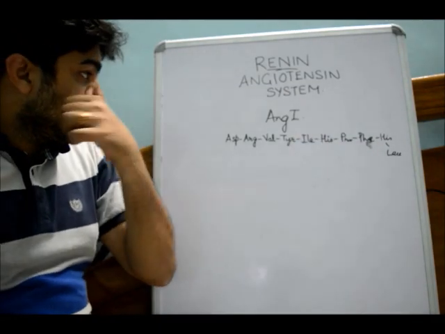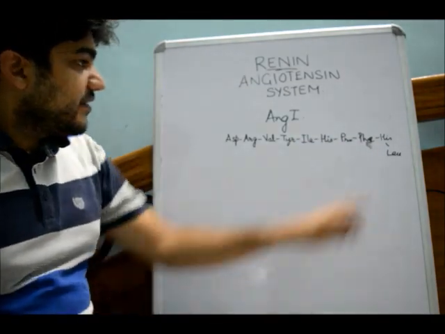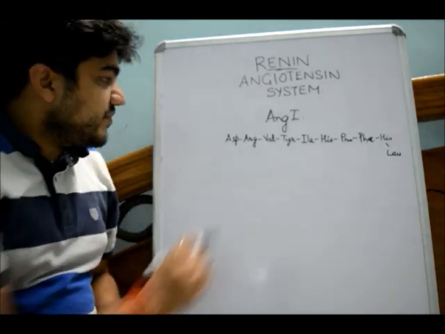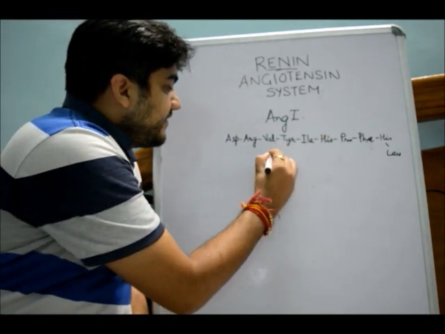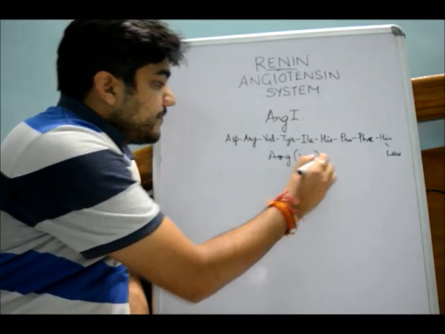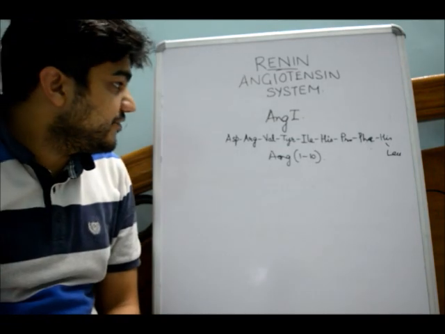This is the sequence of angiotensin 1. This angiotensin is also called angiotensin 1 to 10. This is another name for this angiotensin.